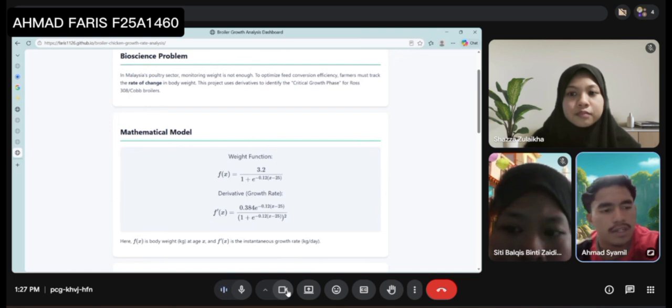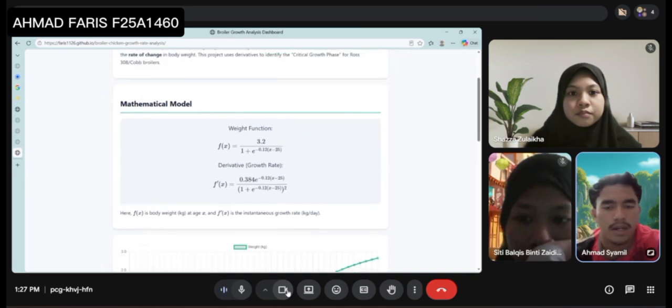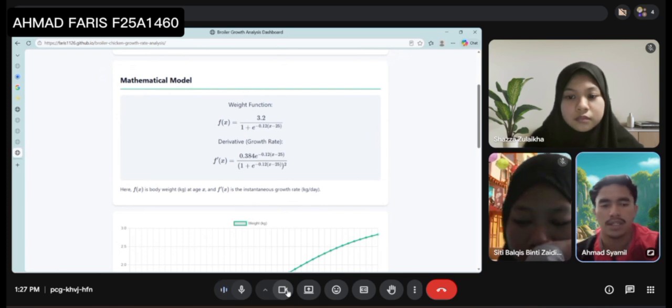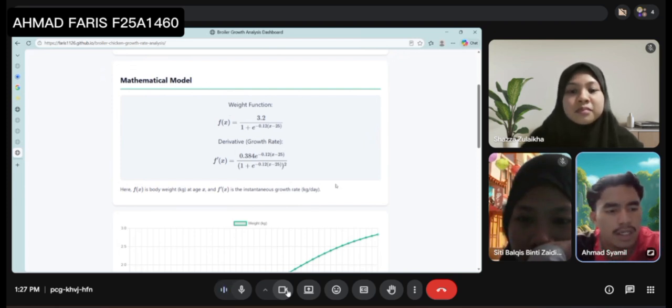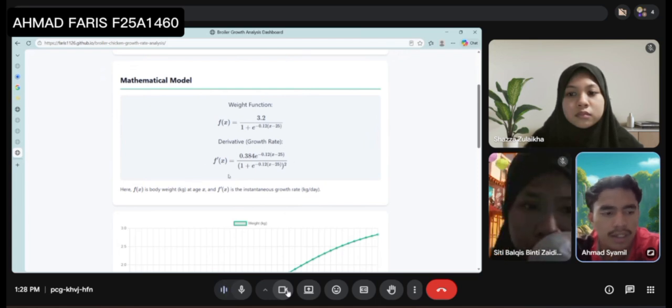So to understand the broiler growth, we use a logistic growth function. In this function, X represents the age of the chicken in days, and the function represents the body weight in kilograms. The maximum predicted weight is approximately 3.2 kilograms. To determine how fast the chickens grow, I calculated the derivative. Using the function, the derivative represents the instantaneous growth rate measured in kilograms per day.